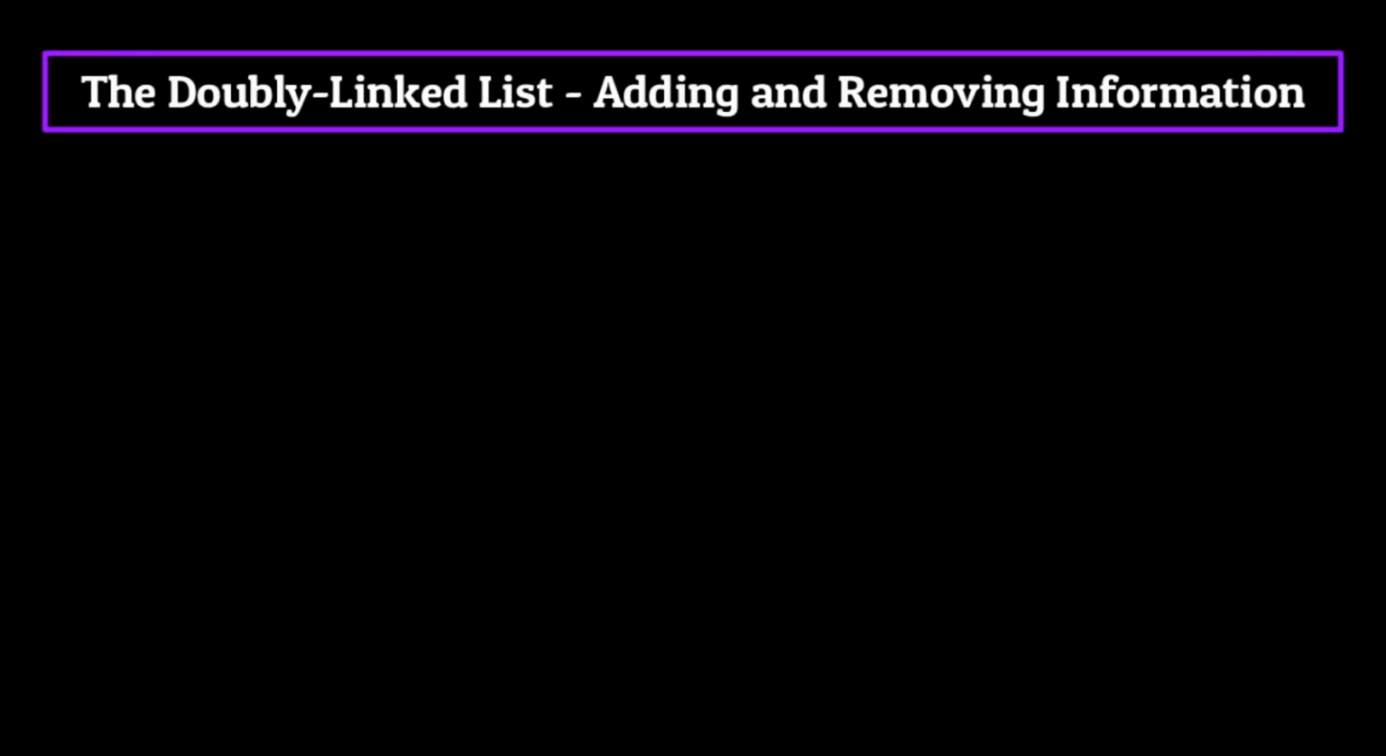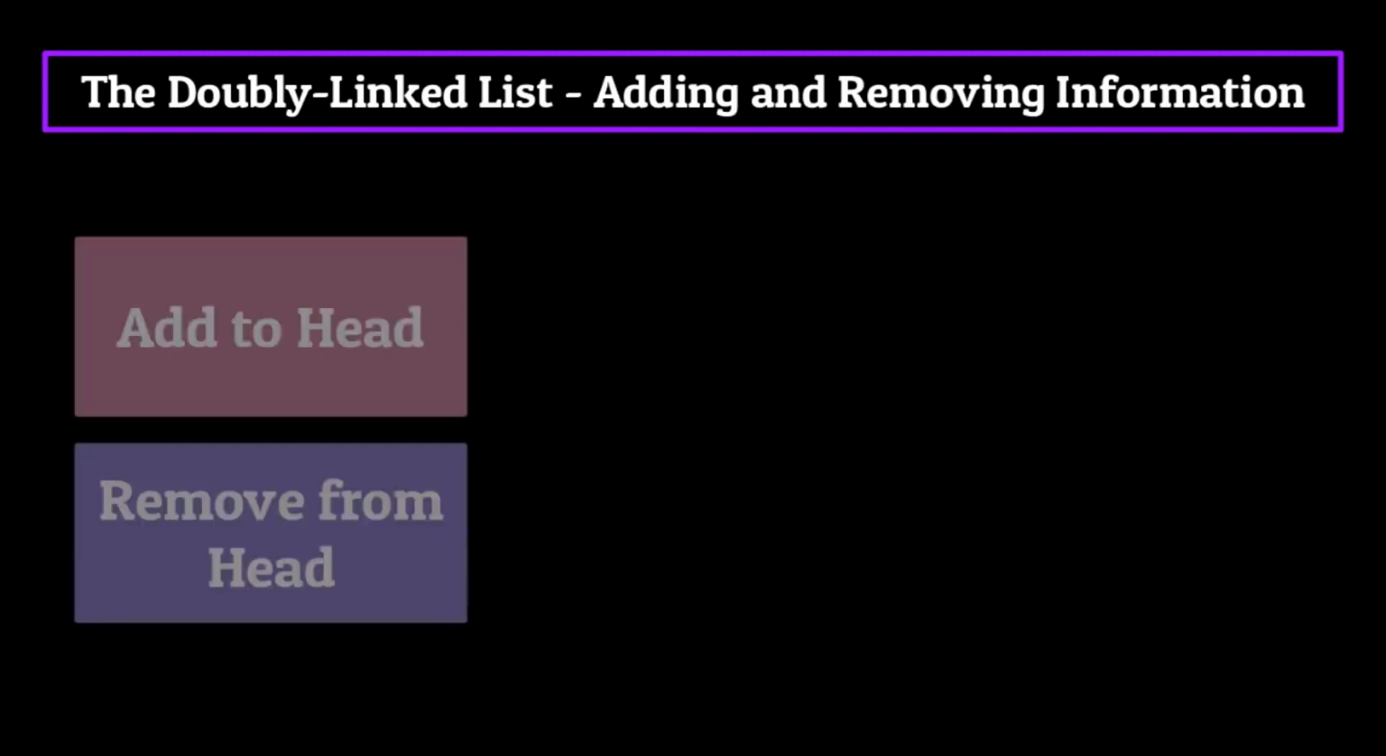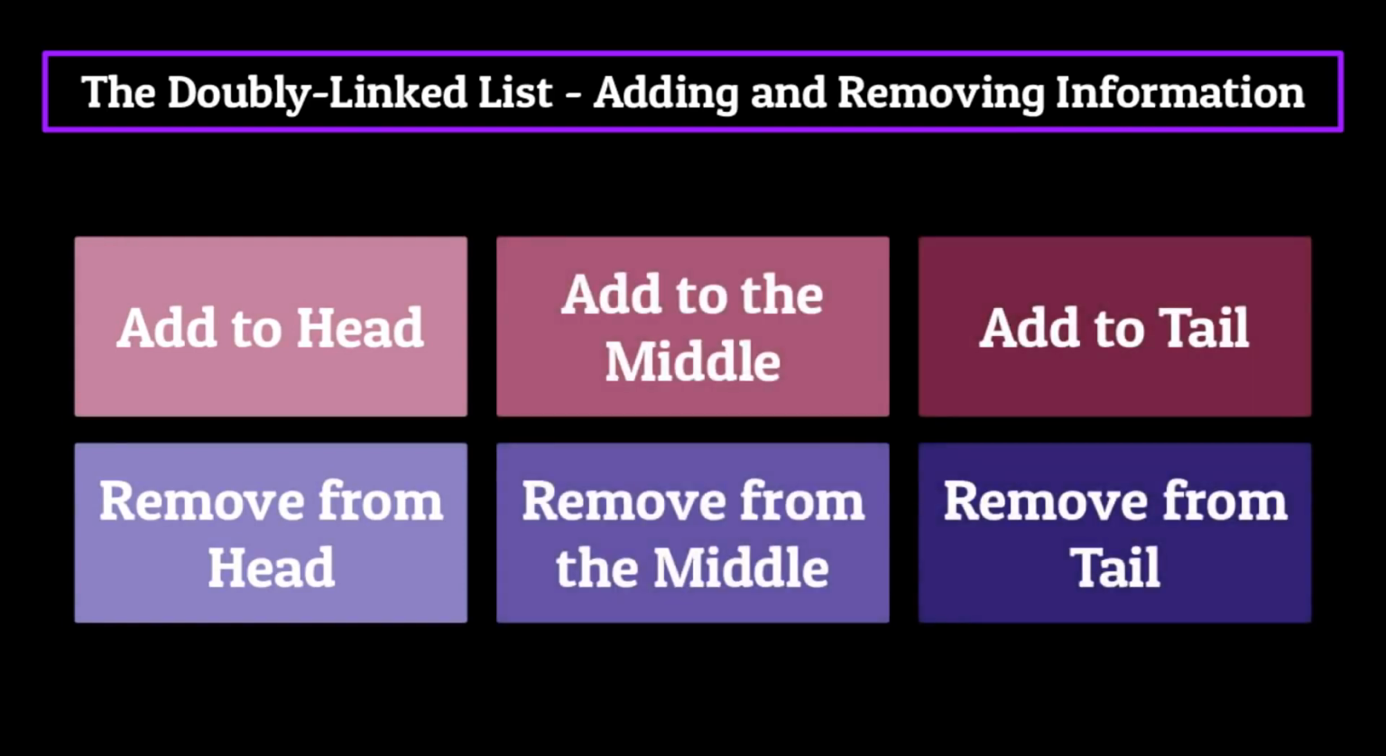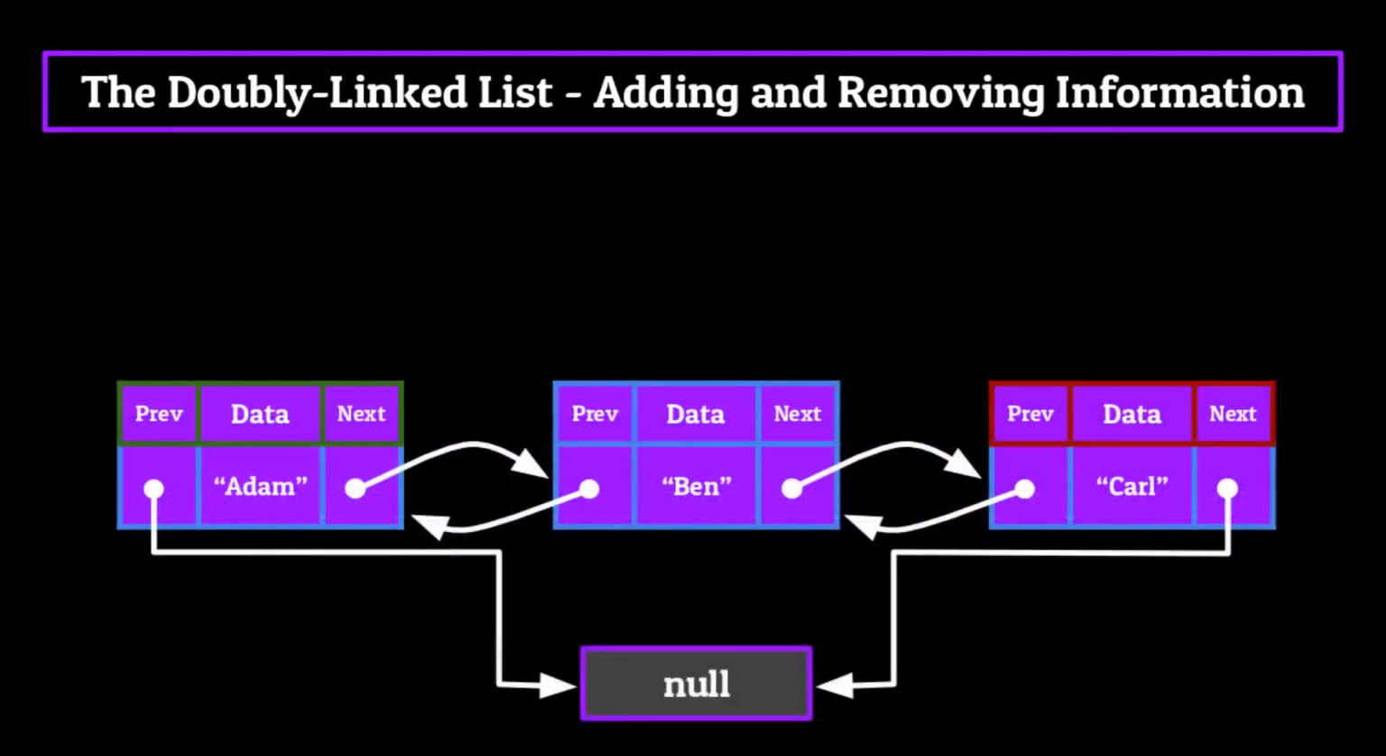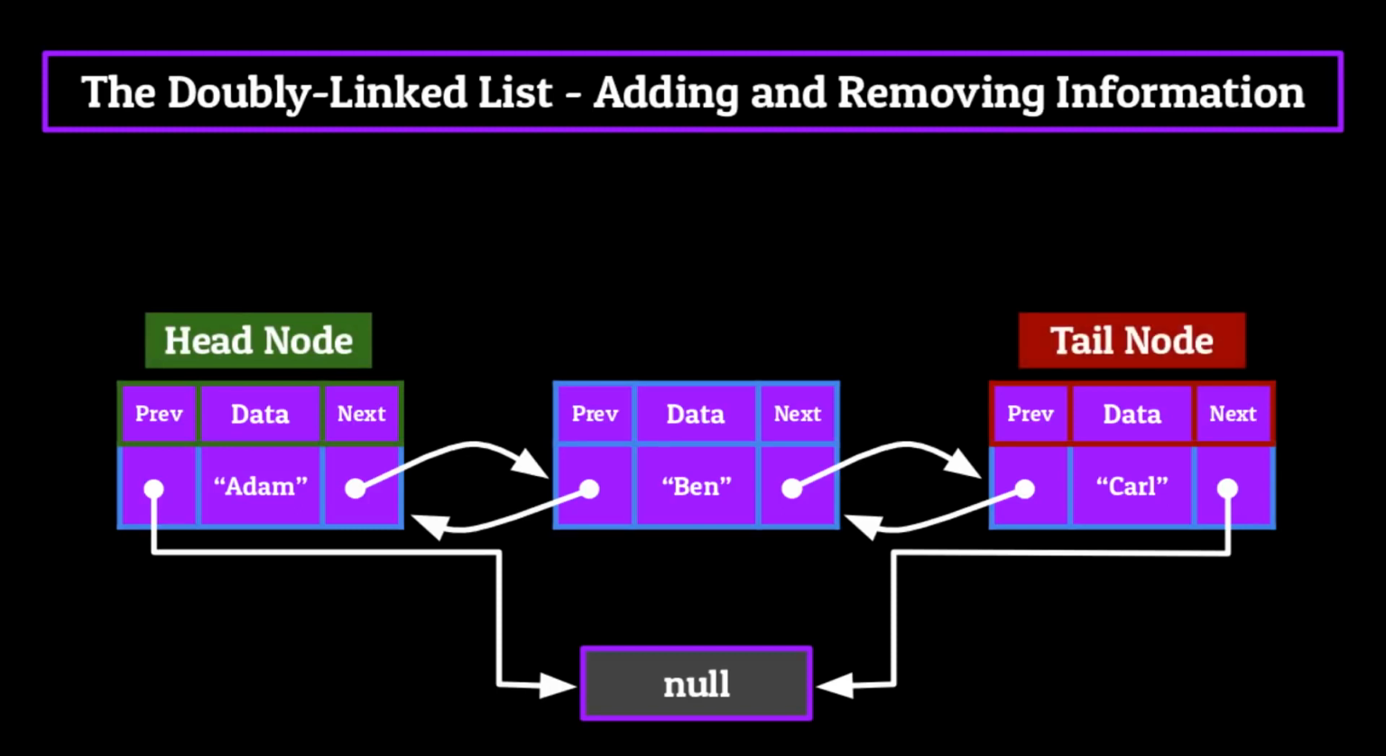Up next, we're going to be talking about adding and removing nodes from a doubly linked list, again using the three different methods that we talked about in the previous segment: adding and removing from the head, the middle, and the tail. I've also set up a basic doubly linked list with 3 nodes containing 3 strings to help us out with this next segment. Finally, just like the last segment, the green on top of a node signifies that it's the head node, and the red signifies it's the tail node. Alright, with all that being said, let's get into it.